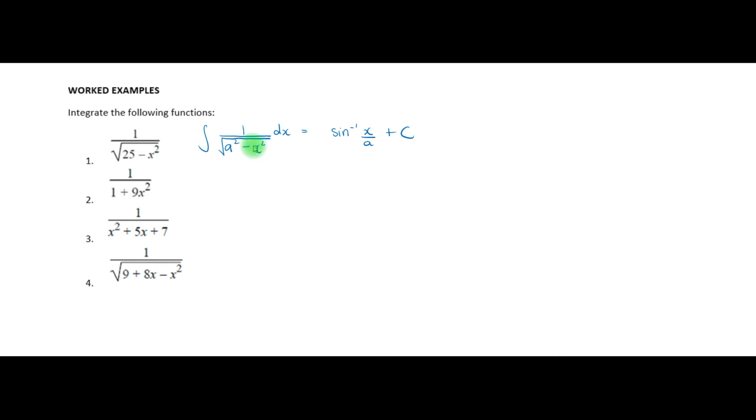If you mash them up, if you look at it, you'll see that you have your 1 over square root. You have your subtract x squared, which means your a squared is the 25, right? So in order to identify a, you want to rewrite 25 as something squared. And we know 25 is 5 squared. So for our first question, I'm going to rewrite it just in order to identify our a.